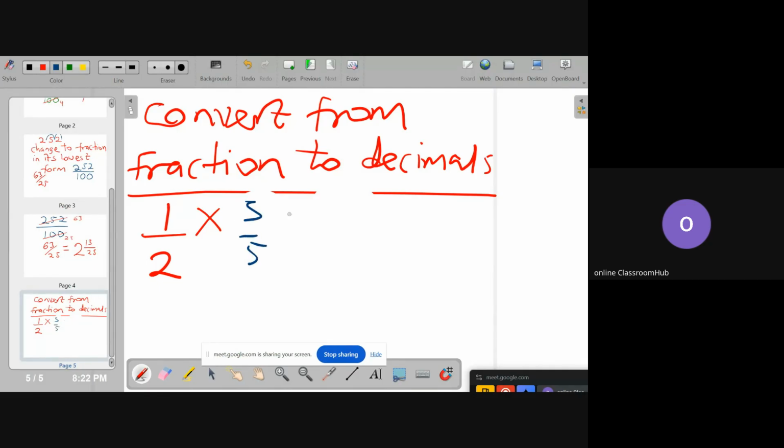We are multiplying by 5. And that will give us what? 5 at the top, 10 down. So now the denominator is what? A power of 10. So in this case, don't forget what we did.